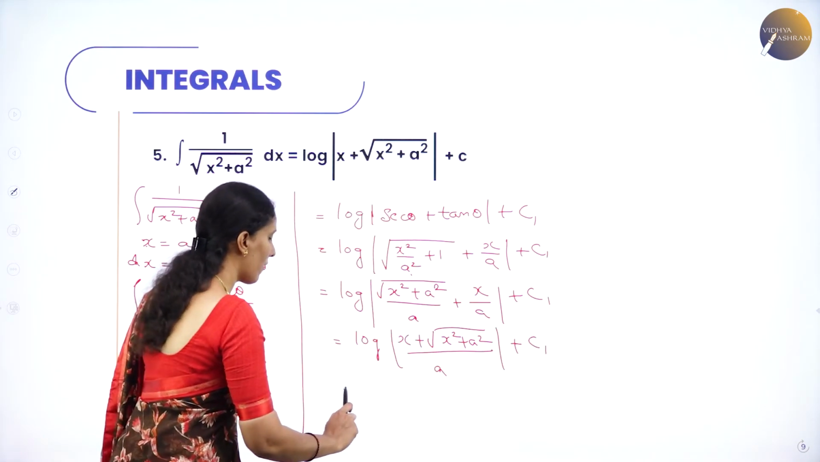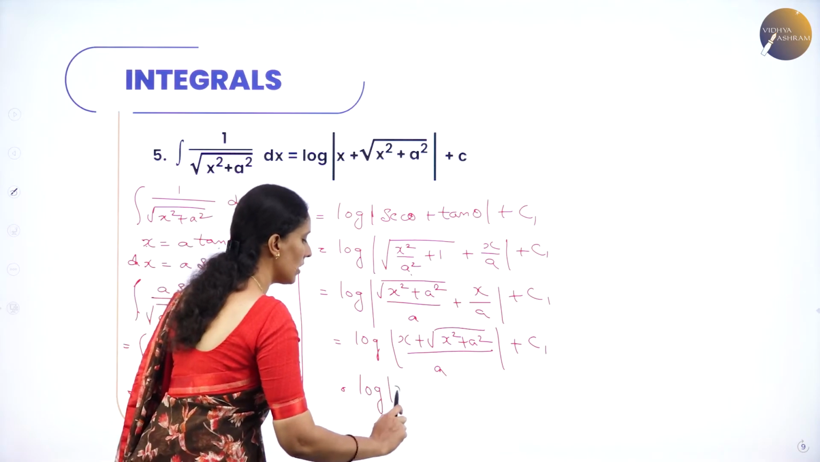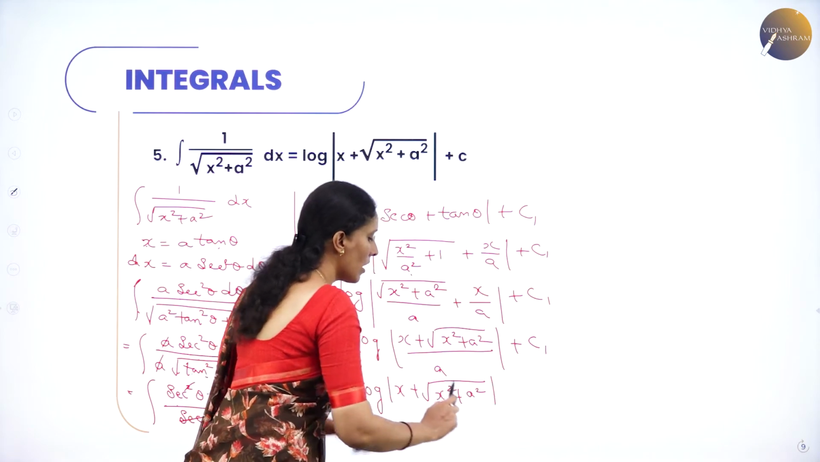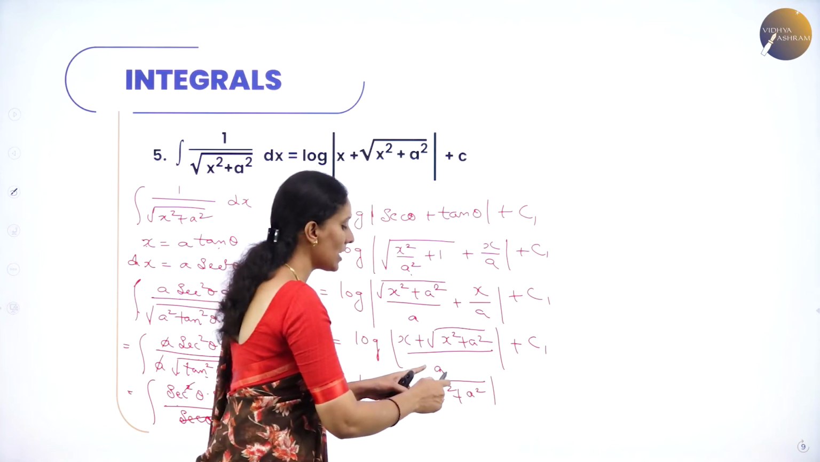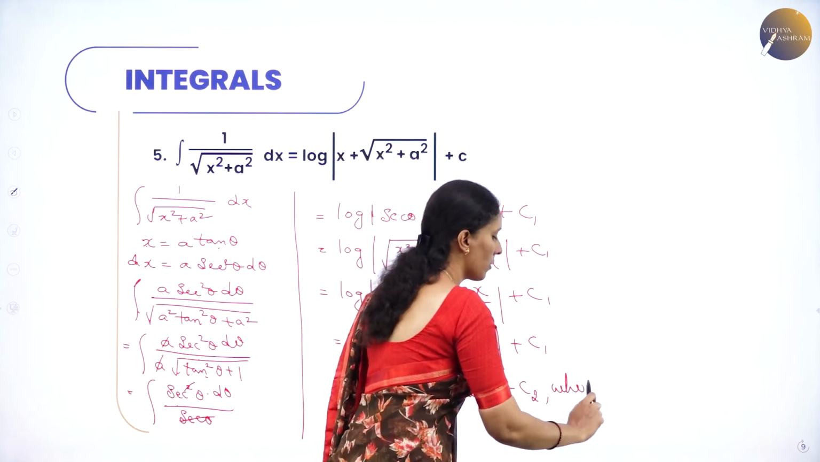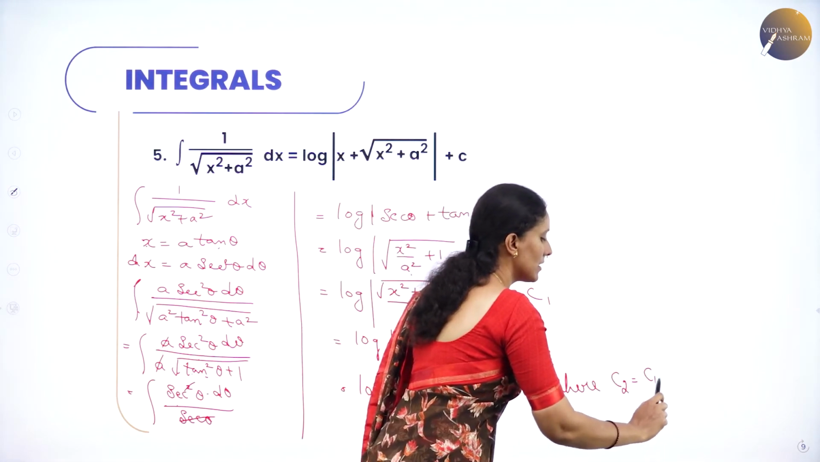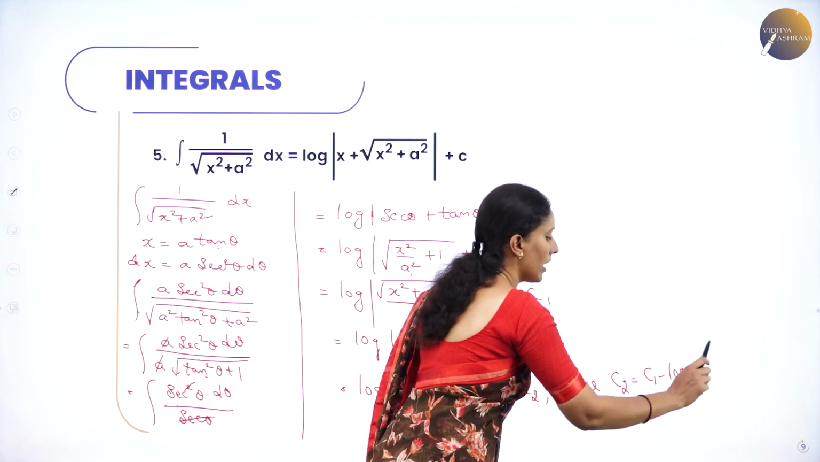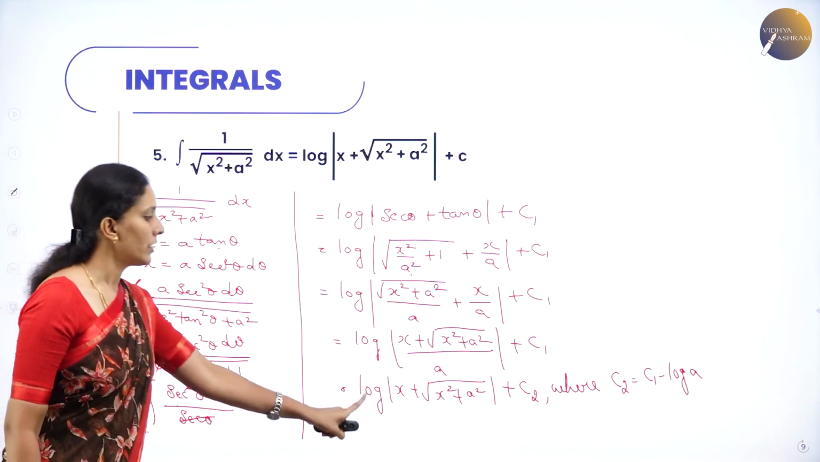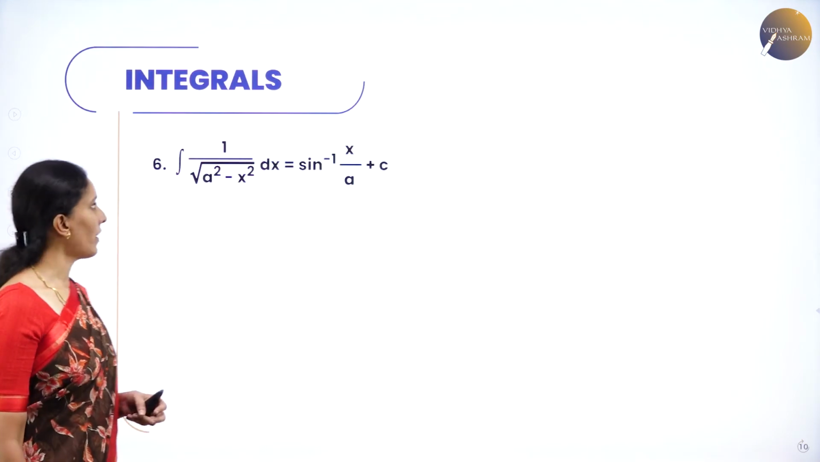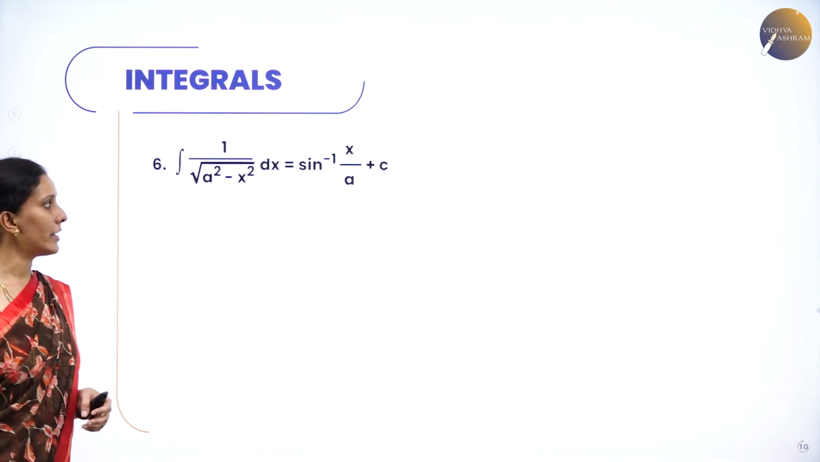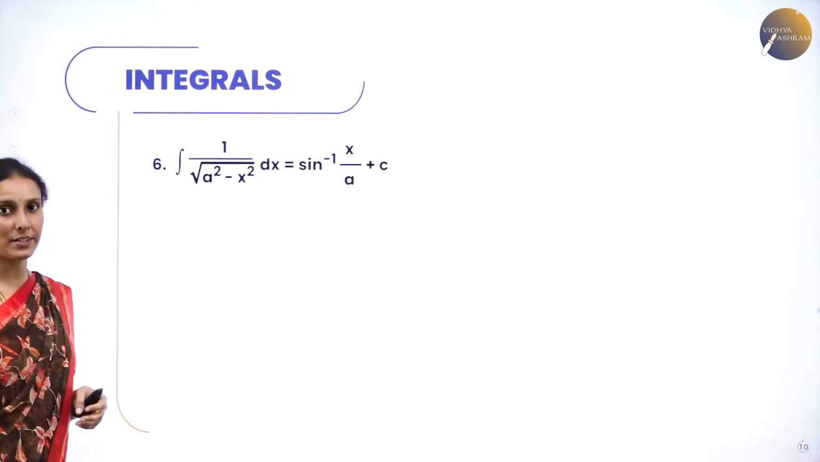Again here also we can write it as log of modulus of x plus root of x square plus a square minus log a. Minus log a plus C1, I will take it as C2, where C2 can be written as C1 minus log a. So again we have shown that the given integral is of this form. So next one, integral of 1 over root of a square minus x square dx is equal to sine inverse x by a plus c.